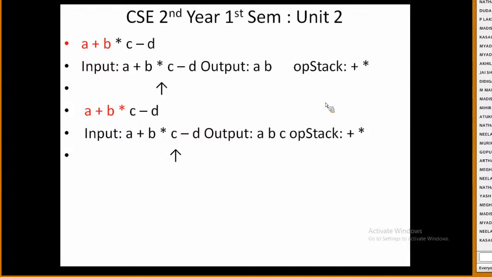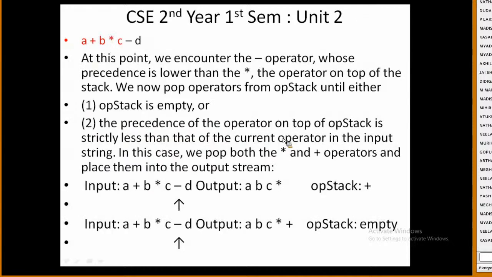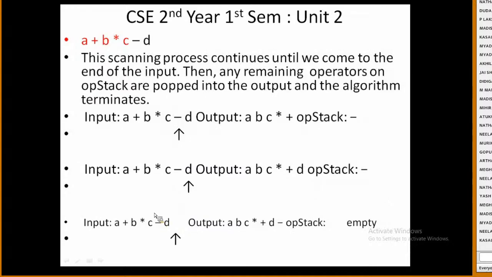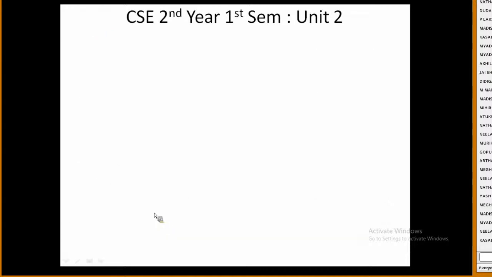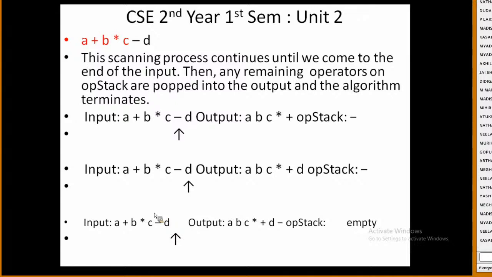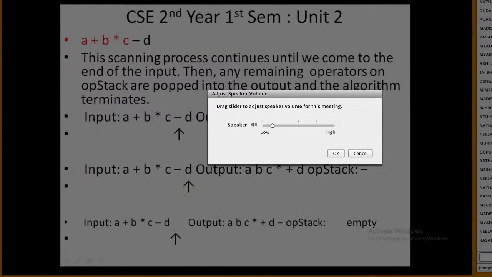What is C? C is not an operator. So we simply put it over here. We are done with the C. C was here. Then we are incremented and now we are at minus. Okay. What is in the op stack?